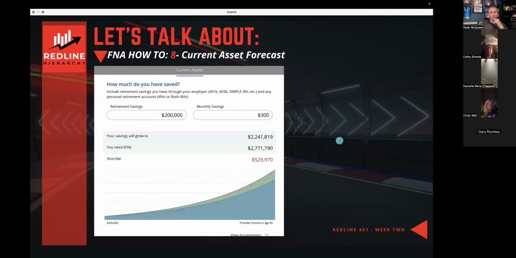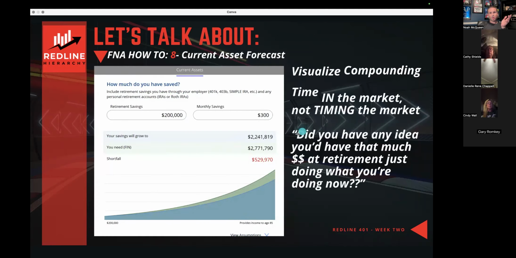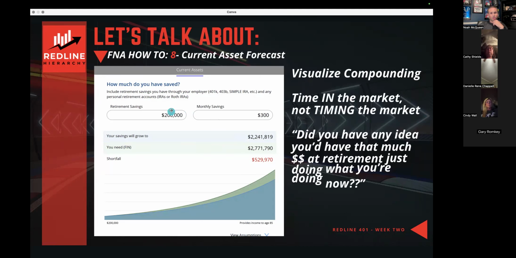Current assets, right? So this is having a conversation about whatever a client has currently. So this is their current qualified money, right? So Roth IRA, 401k, 403b, whatever they have in terms of their retirement assets. And if you're talking to married spouses, right? Put all of that in and then include their monthly savings. When we're talking about the monthly savings, though, you want to make sure that we're putting in whatever they're putting in, whatever their spouse is putting in, whatever their employers are matching. Okay.